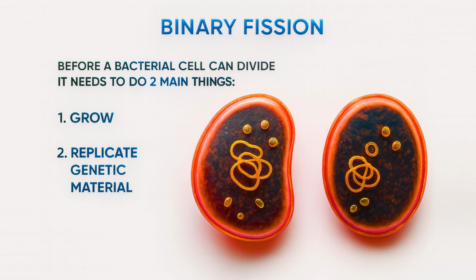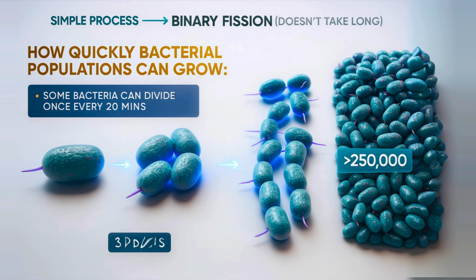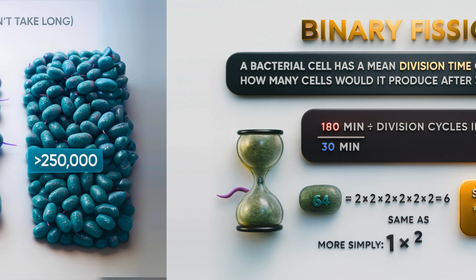What makes this process particularly significant is how fast it can happen. Under ideal conditions, some bacteria are capable of dividing every 20 minutes. Since each division results in the population doubling, the growth is exponential. For example, one bacterium becomes two, two become four, four become eight, and so on. This exponential growth means bacterial populations can increase extremely rapidly. If the conditions remain ideal and a single bacterium keeps dividing every 20 minutes, then over the course of 5 hours the population could exceed 250,000 bacteria.